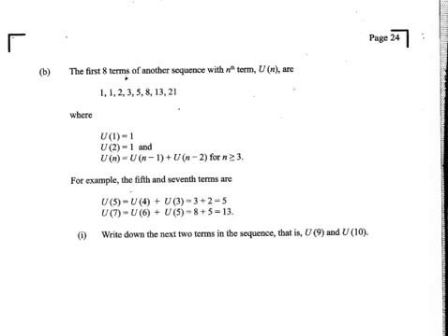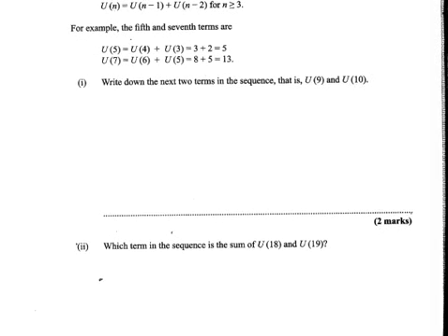From n greater than or equal to 3. For example, the fifth and sixth terms: u5 is equal to u4 plus u3, which is equal to 3 plus 2, which is equal to 5. The seventh term is the sixth term plus the fifth term, which is 8 plus 5, which is equal to 13. So here's what we're asked to do. We're asked to write down the next two terms in the sequence, that is the ninth term and the 10th term.